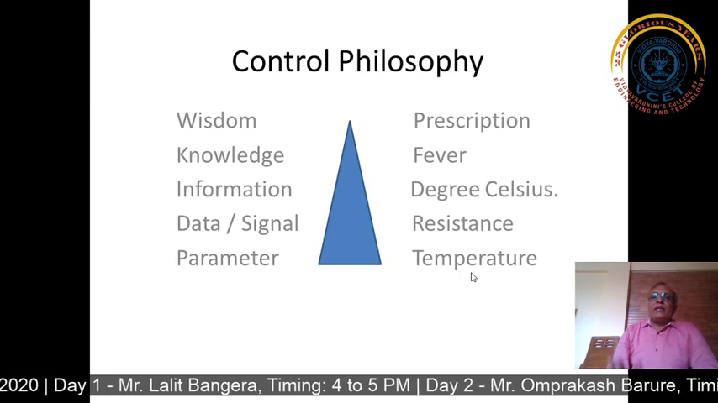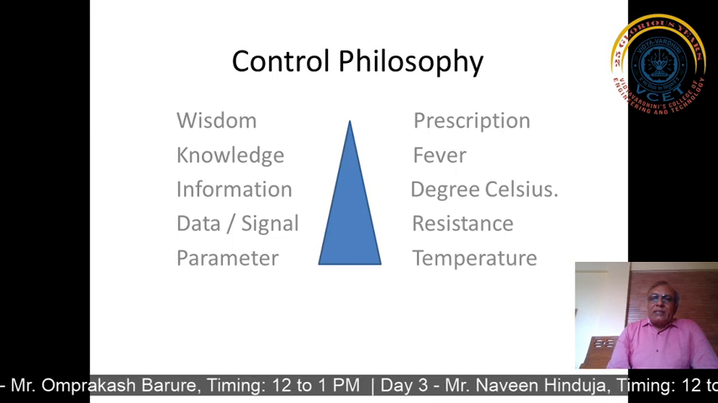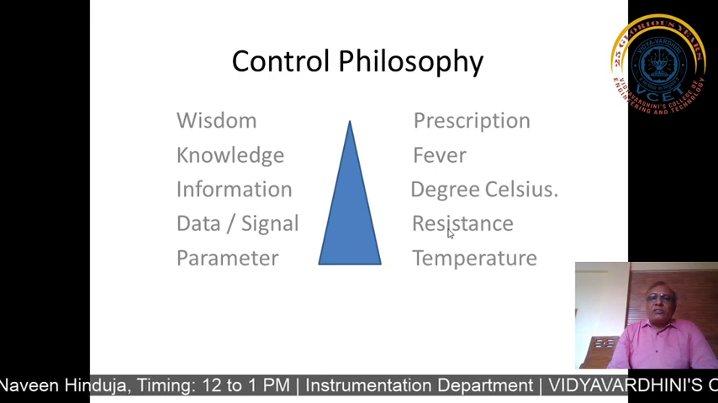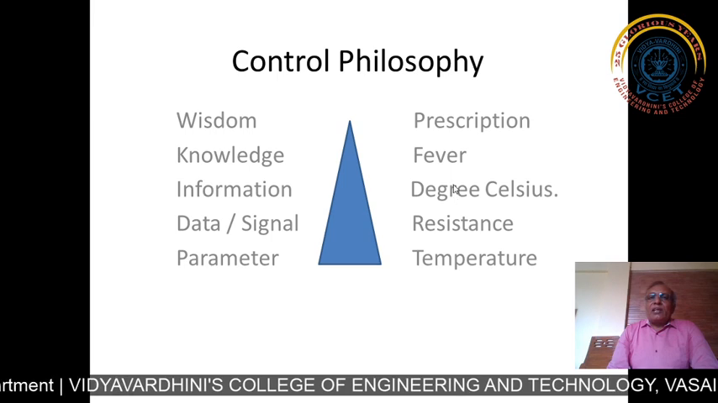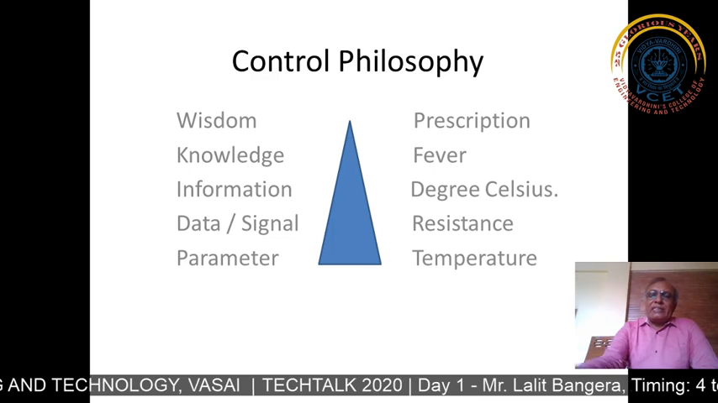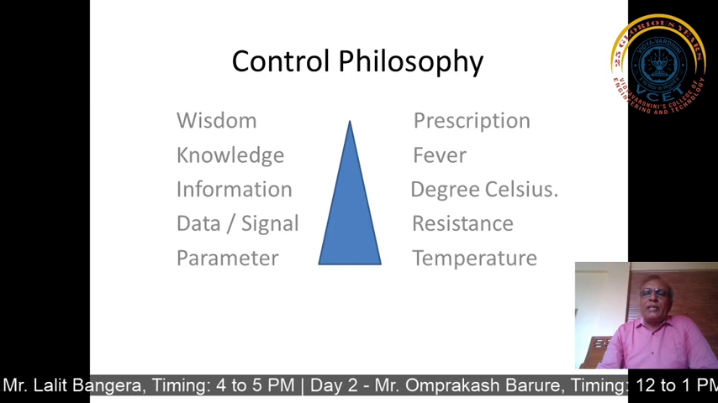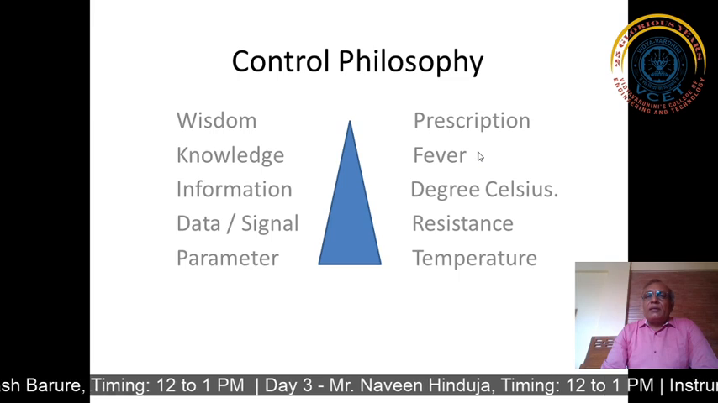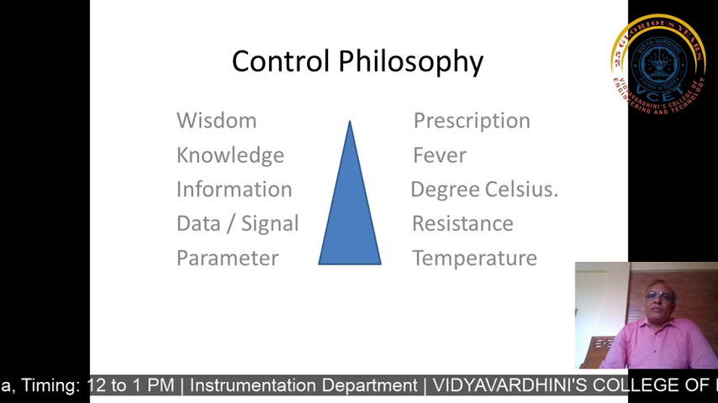I want to measure temperature in a factory, in a process industry. The parameter under measurement is temperature. That has to be converted into resistance. That has to be further converted into degrees Celsius, and further you have to draw a conclusion. If it is an example of COVID-19, whether you have a body temperature or not, then you will have to conclude whether it is a fever or not, right? And after that you will have to give a prescription. So the same thing happens.